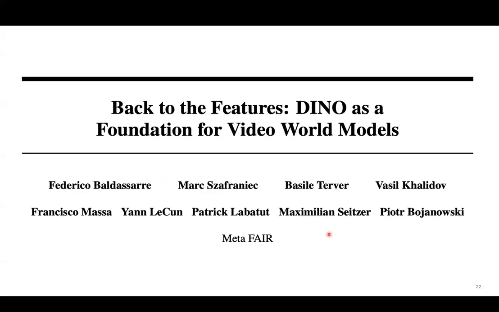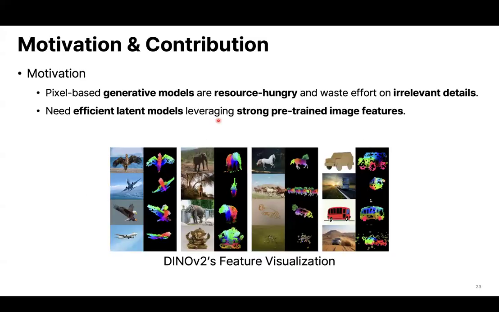Okay, then I'll introduce the second paper, Back to the Features as a Foundation for Video World Models. This model is just called DINO-World. This work's motivation and contribution are almost the same as V-JEPA 2. So the motivation is that pixel-based generative models are heavy and waste effort modeling unnecessary details. DINO-World instead focuses on efficient latent models building on strong pre-trained features like DINOv2, without pixel-level prediction.